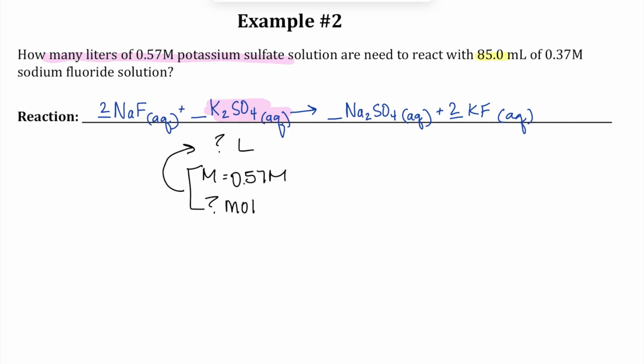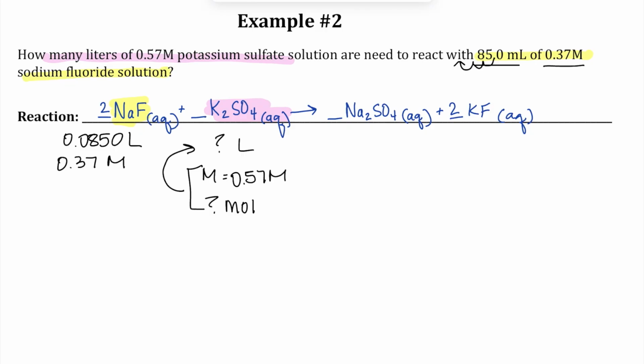Are needed to react with 85 milliliters of 0.37 molar sodium fluoride. Here's my sodium fluoride. So with this, I know that I have 85 milliliters. It's going to be more helpful for us to have liters, so I'm going to go ahead and convert this. Move 1, 2, 3. So we've got 0.0850 liters, and this is a 0.37 molar solution.